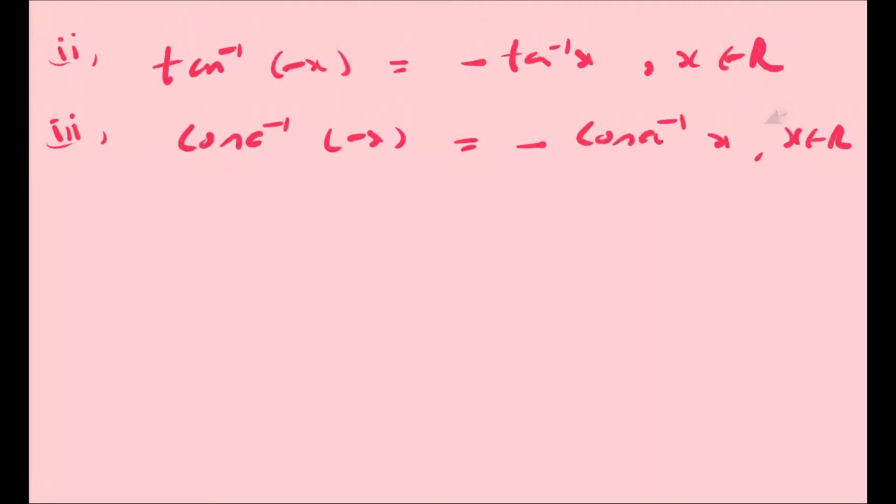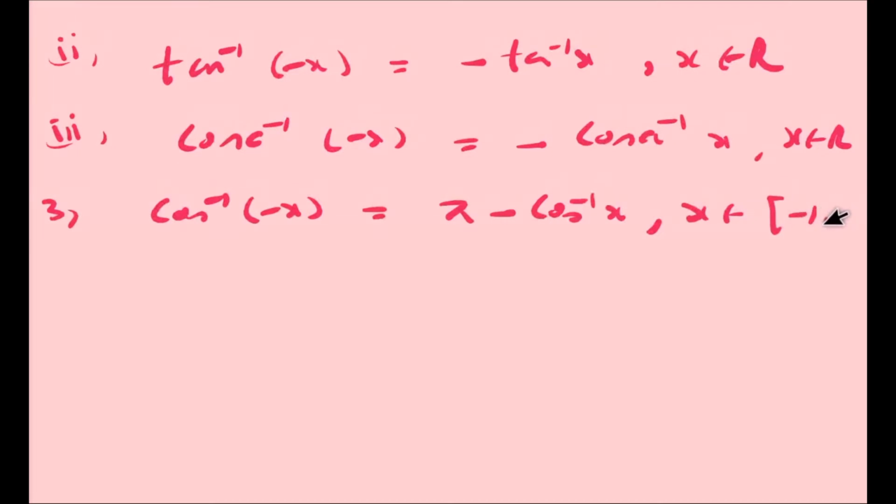In the fourth quadrant, sin theta, tan theta, cosec theta all are negative. But what about cos inverse minus x? Cos inverse minus x equals pi minus cos inverse x, where x belongs to minus 1 to 1. This you have to learn. Cos in the fourth quadrant is positive, so we will take this in the second quadrant, right?